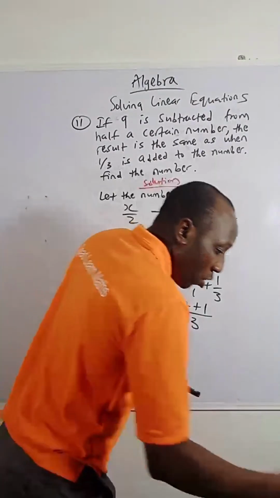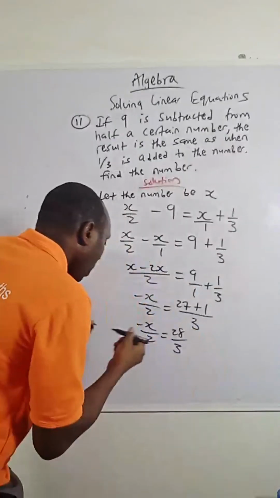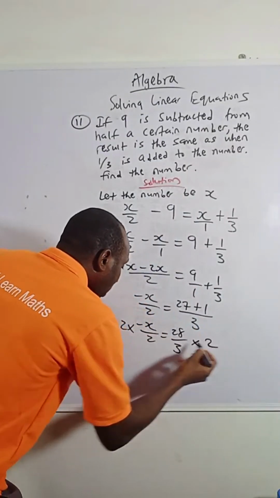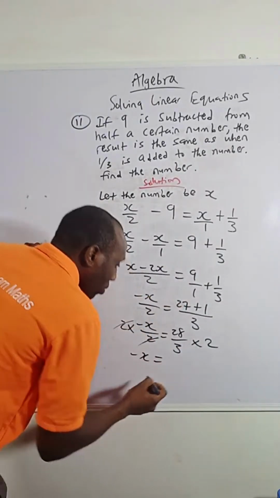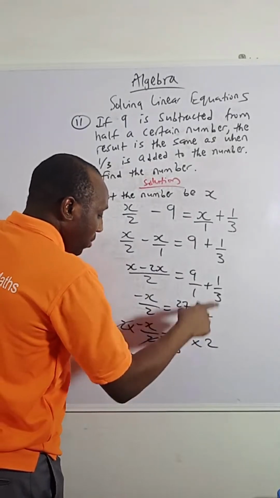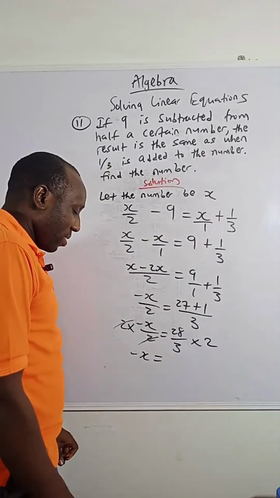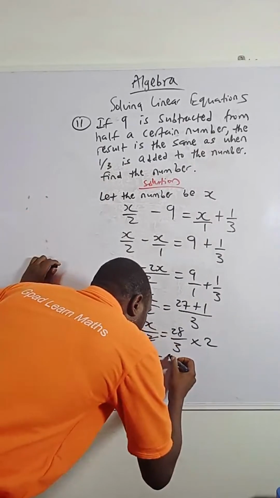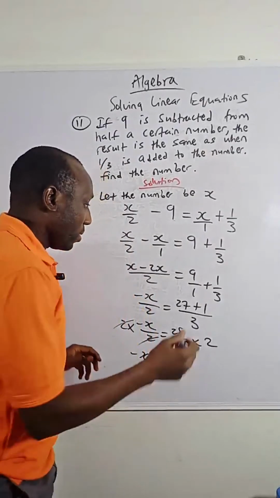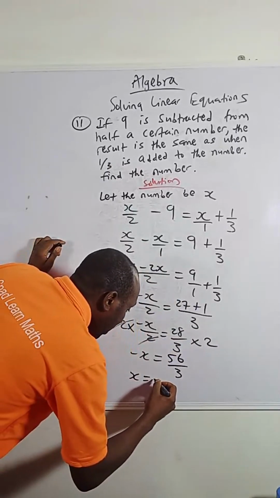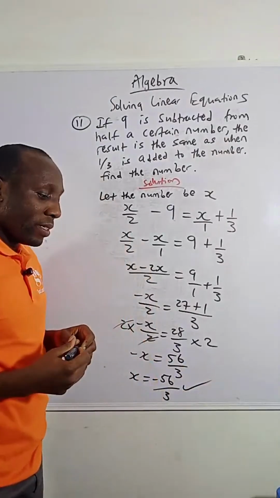Now see what I'm going to do. I'm going to multiply both sides by 2, because we want to get rid of this 2 here. So we have minus X is equal to 28 times 2, which is 56, so 56 over 3. Now you can multiply both sides by negative 1. So X will be equal to negative 56 over 3. This is now the final answer: negative 56 over 3.